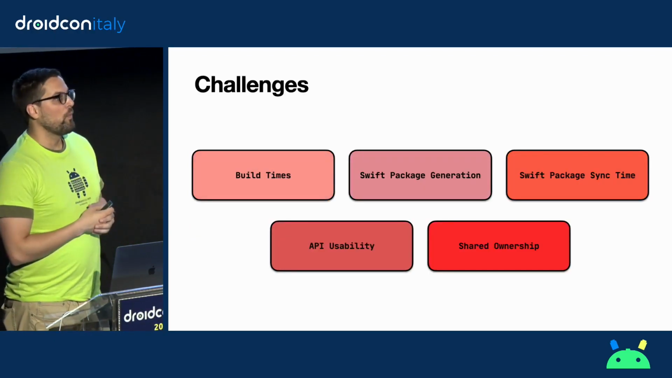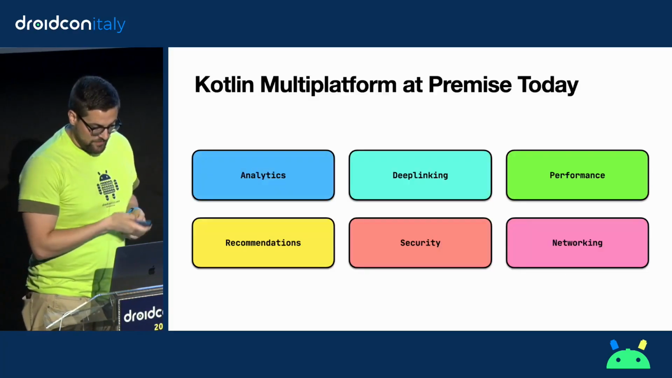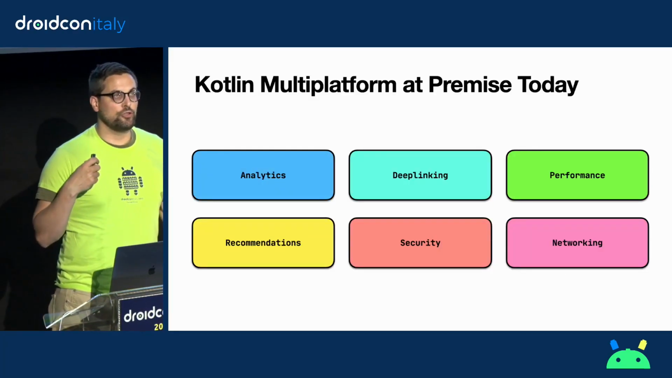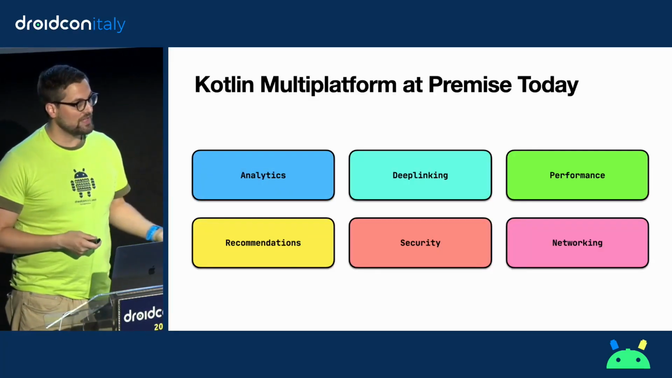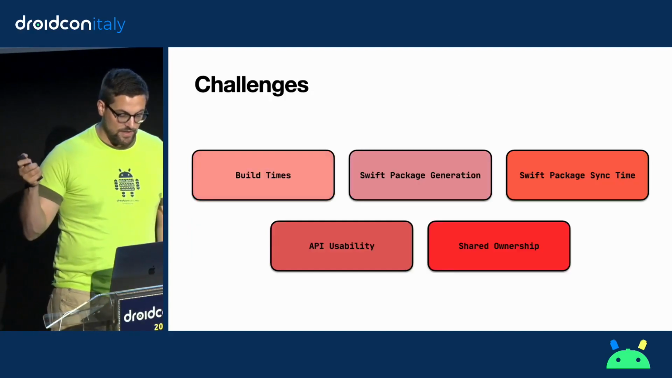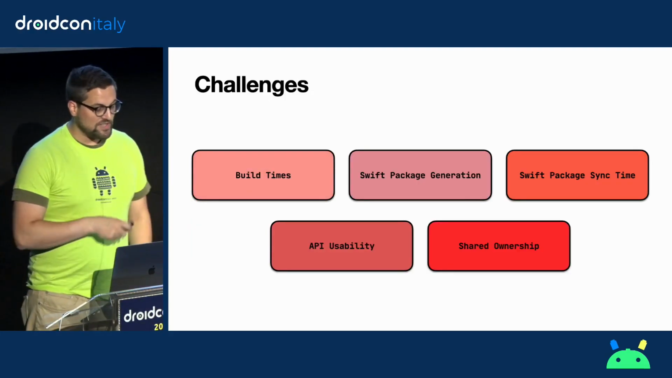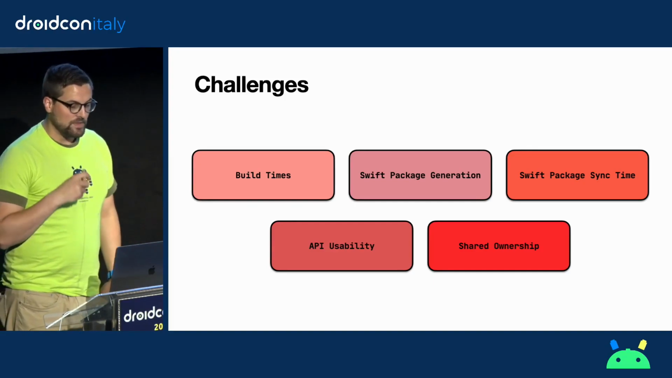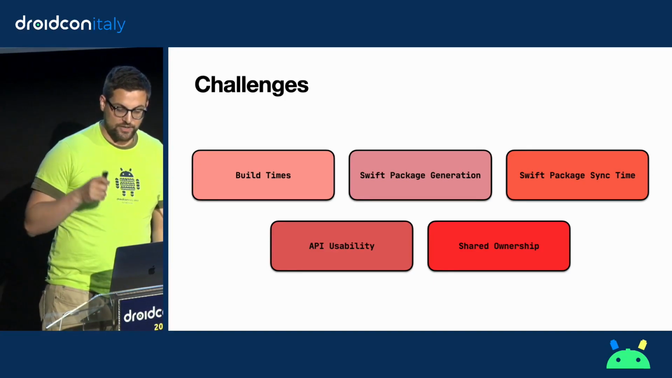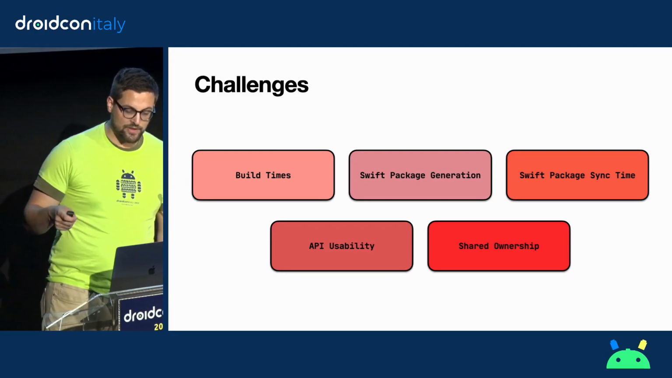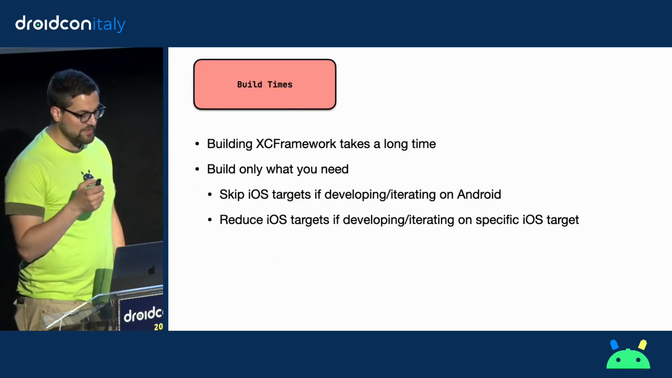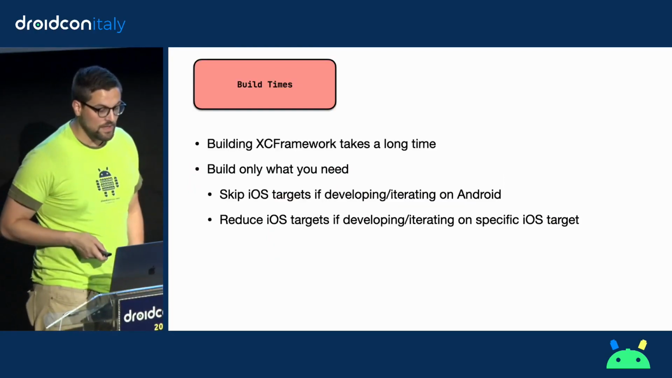All of that said, while we have found this useful enough to continue to invest in it, it's not without its challenges. Some of the challenges that we've experienced are build time issues, challenges with the Swift package generation, sync times, API usability, and shared ownership. So let me just quickly talk about these and what we're doing to mitigate this.